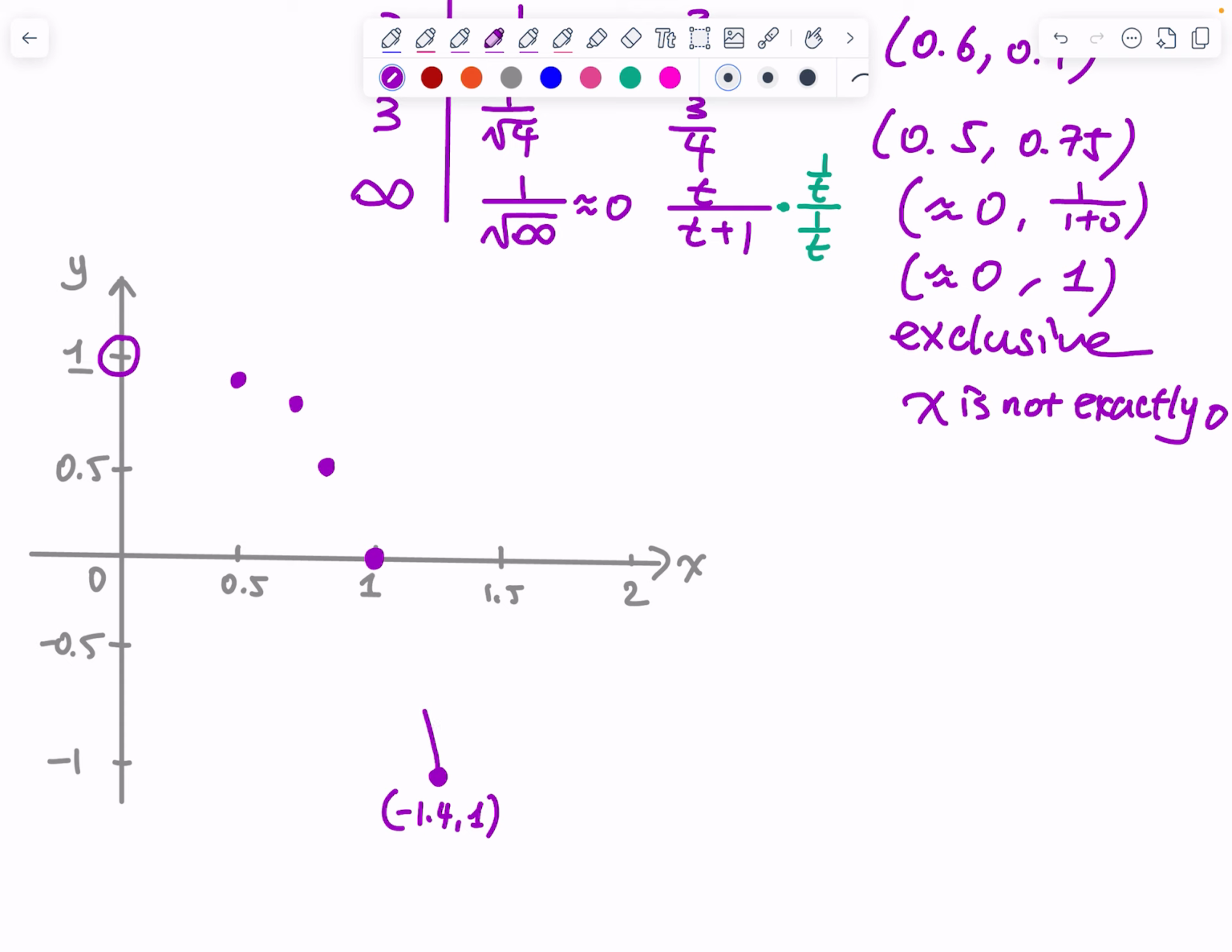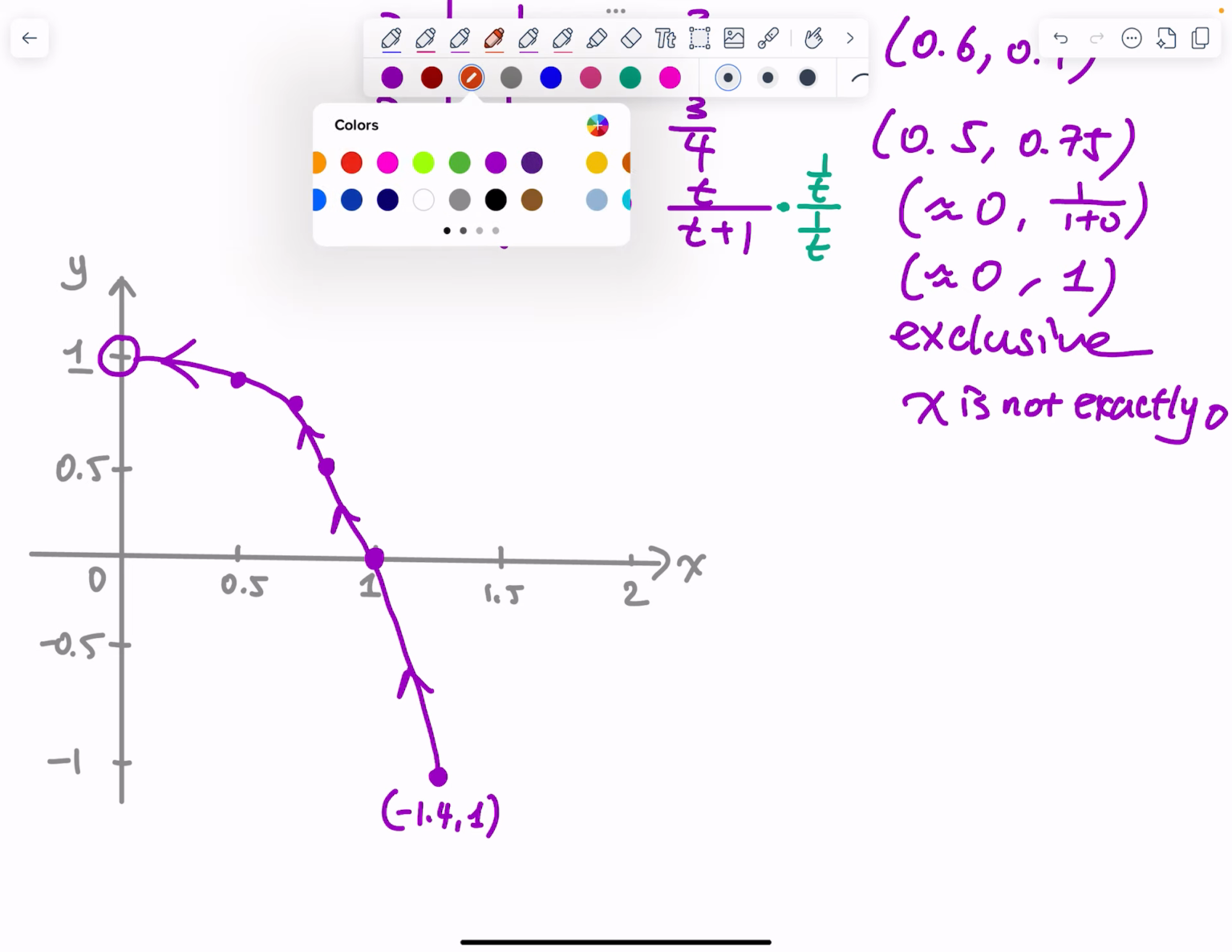So we have a curve going from right to left, and this is the orientation. X is not exactly 0, so that point must be exclusive. And then what else can we do? I can go from parametric to rectangular, right? Okay, let's do it.